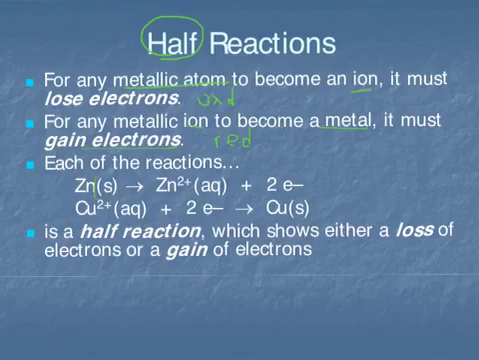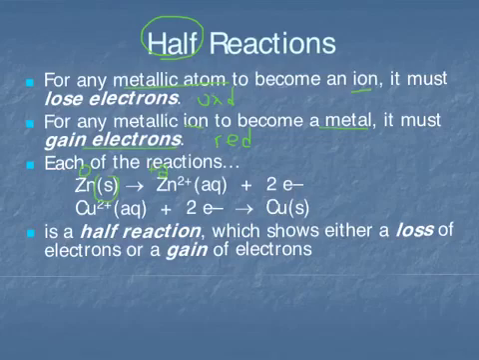We have solid zinc. Solid zinc, being neutral, has an oxidation number of 0, becoming zinc 2+ ion. So the oxidation number for zinc 2+ is +2. How did it happen? To go from 0 to +2, it has to give up 2 electrons.